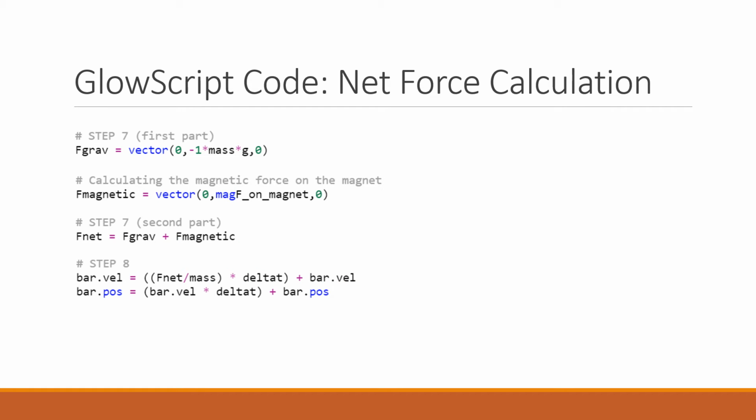And to calculate the net force would be the summation of the gravitational force and the magnetic force, and achieve that with these snippets of code. And this is the snippet of the actual model running. It's an arbitrary time value, but the red indicates the north pole of the magnet, while the blue indicates the south pole of the magnet.